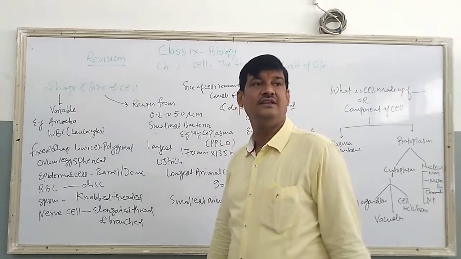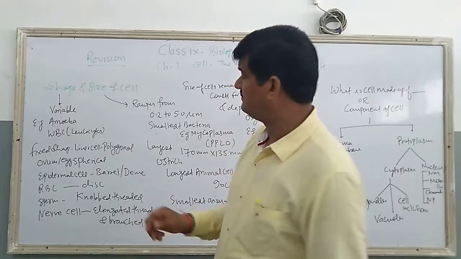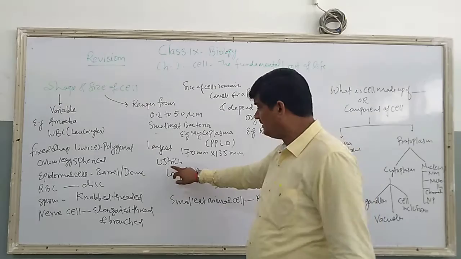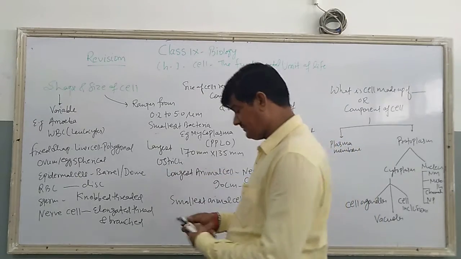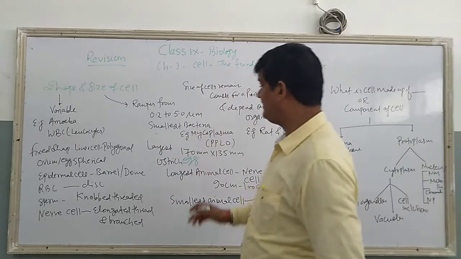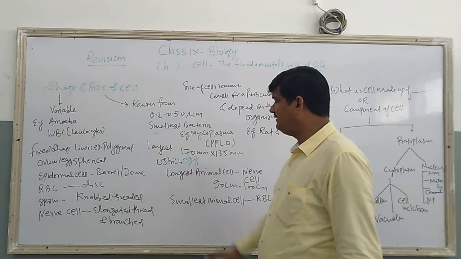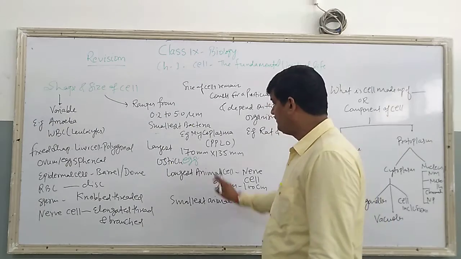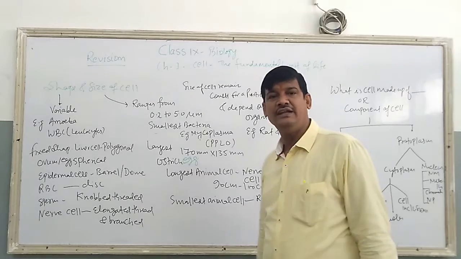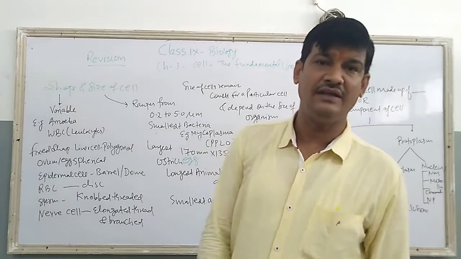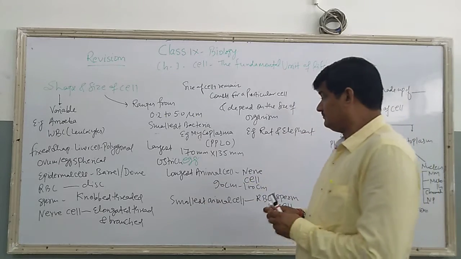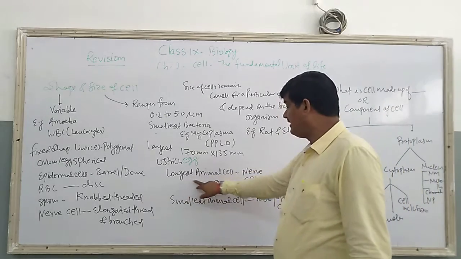You have seen the egg of the hen, the egg of birds, the egg of reptiles. So similarly, the ostrich egg is the largest cell, and it is about 170 millimeter by 135 millimeter. It is about 17 centimeter in length. Largest, this is the longest animal cell.